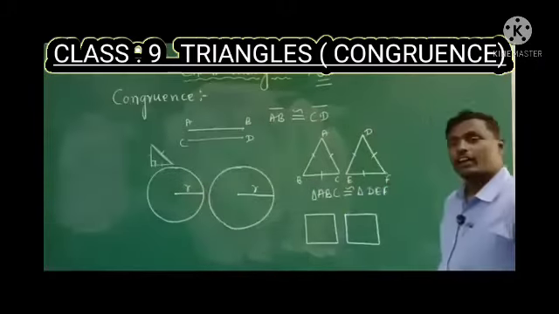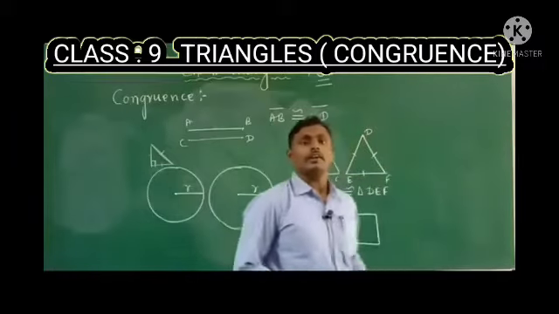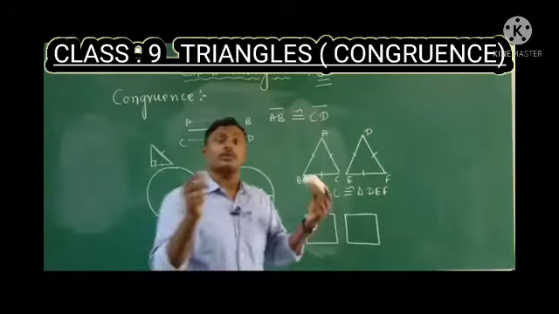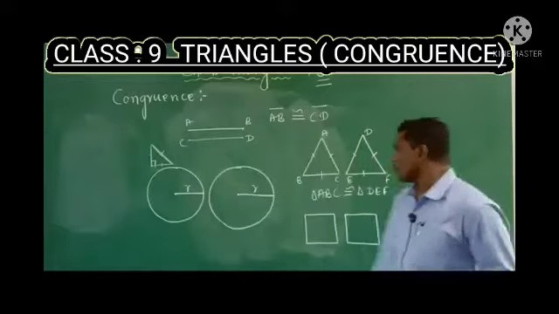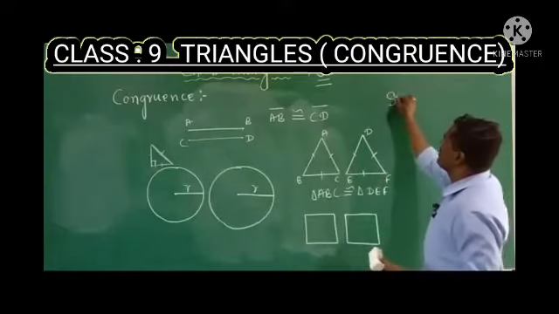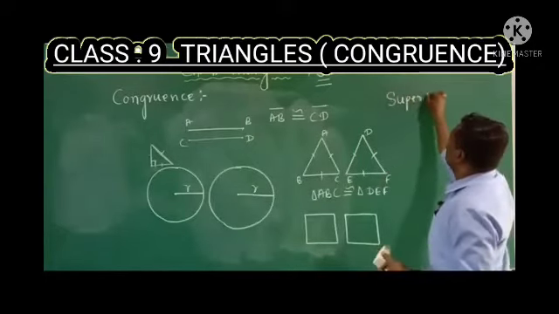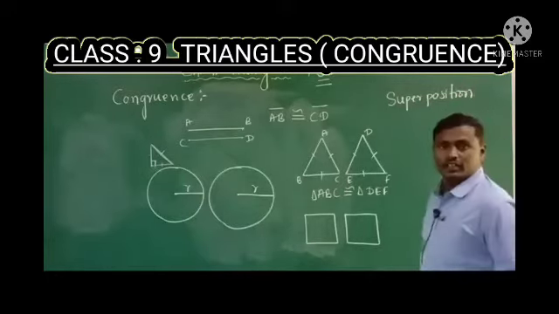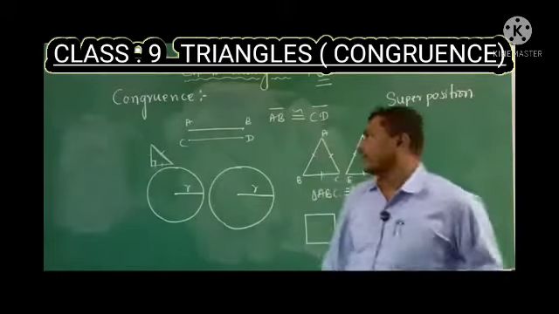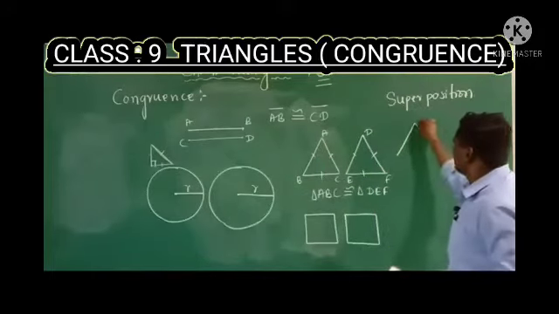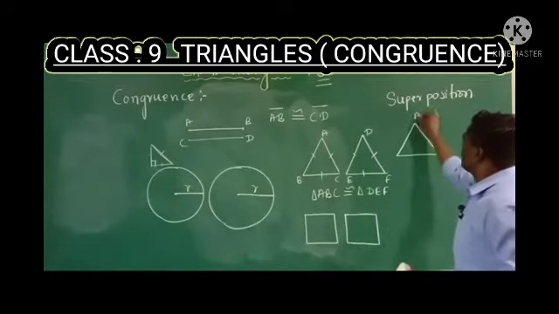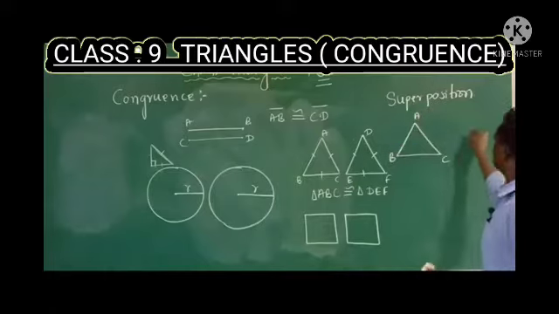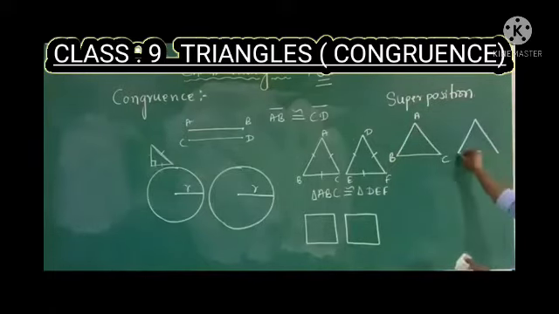So all congruent figures overlap or coincide with each other. That coinciding is called superposition. Superposition. Okay. If I take two triangles having the same length, triangle ABC and triangle DEF.